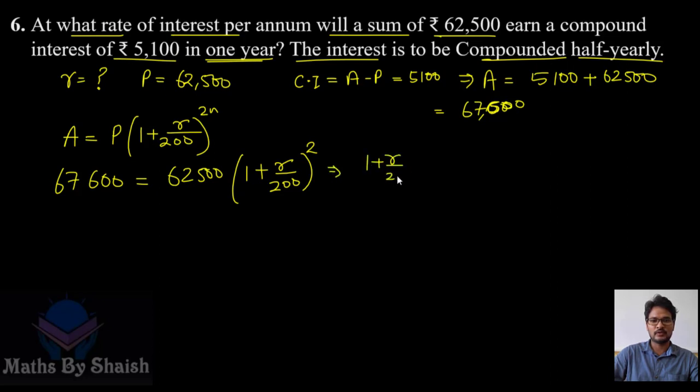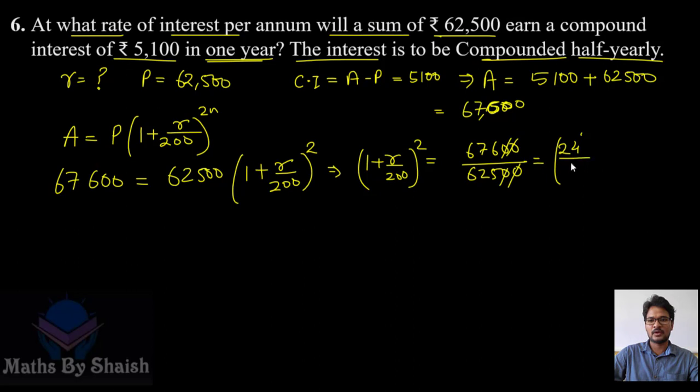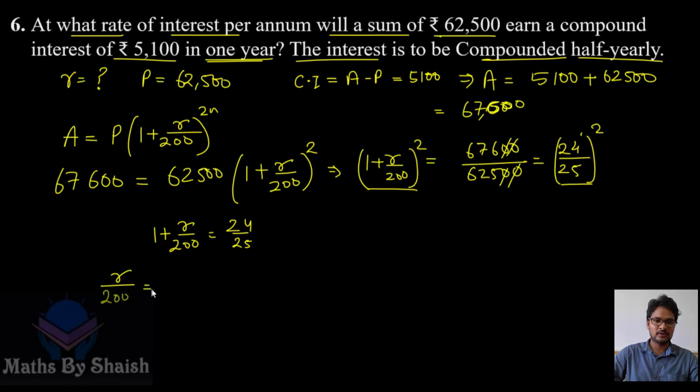We'll get (1 plus r over 200) to the power 2 equals 67,600 divided by 62,500. We know 676 is 26 squared, so it is 26 upon 25 squared. So we have the square on both sides, so we can eliminate the square, or we can say, by taking the square root on both sides, we get 1 plus r over 200 as 26 over 25.